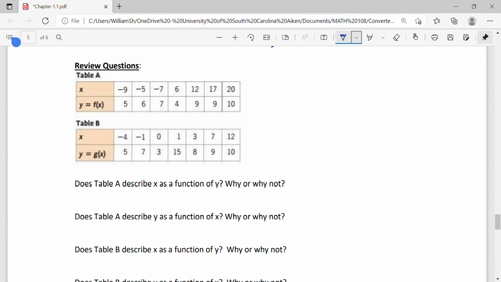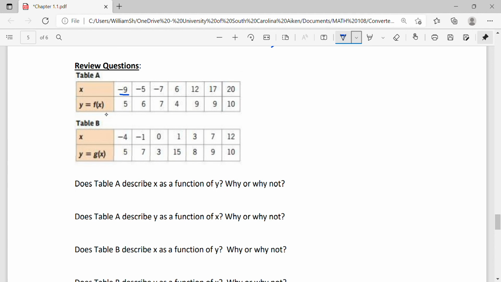Now, I've got a few review questions here just to make sure that we got what we needed to get out of this particular lecture. So, the first one, I have table A and table B. And what we want to ask ourselves here is, does table A describe x as a function of y, or not? So a lot of times the standard way of doing this is to ask if y is a function of x. But sometimes we reverse that condition and want to know if it works both ways. Now remember, for y to be a function of x, each x has to go to an individual y. So if we reverse it here, and we want to know is x a function of y, then each one of these y's needs to go to an individual x.